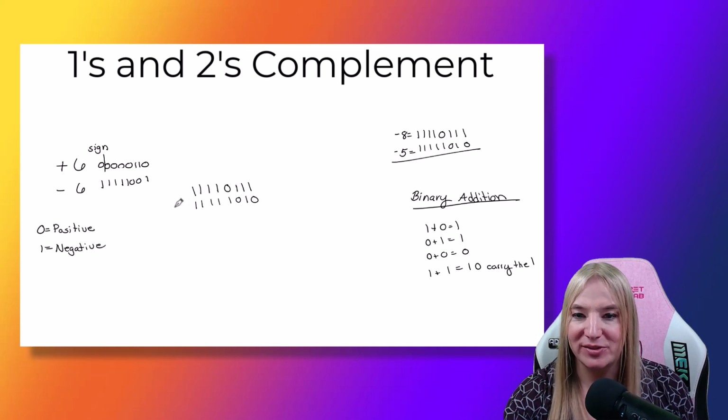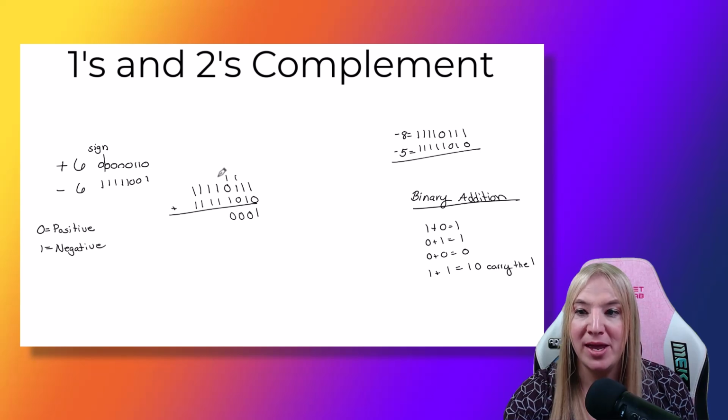If we were to just add these numbers together as they are, what we get is this. 1 plus 0 is 1. 1 plus 1 is 0, we're going to carry a bit. 1 plus 1 is 0, and we carry a bit. 0 plus 0 is 0. 1 plus 0 is 1. 1 plus 1 is 0, carry a bit. 1 plus 1 is 0, carry a bit. 0 plus 1 is 1. 1 plus 1 is 0, carry a bit. 0 plus 1 is 1. 1 plus 1 is 0, carry a bit. 0 plus 1 is 1. 1 plus 1 is 0, carry a bit. 0 plus 1 is 1.